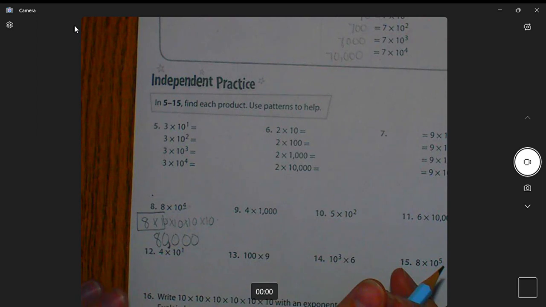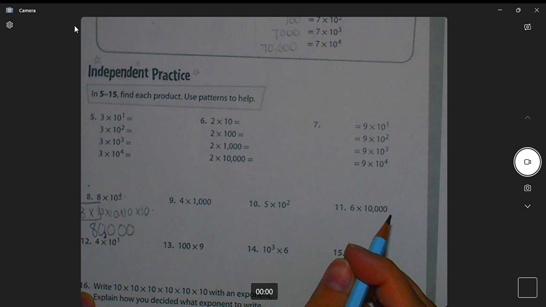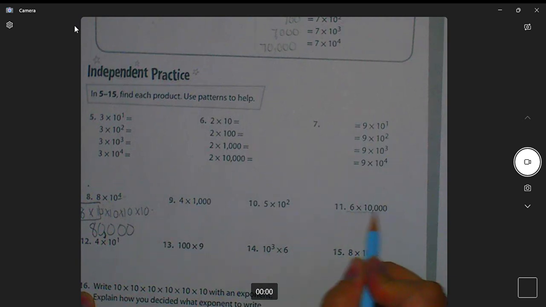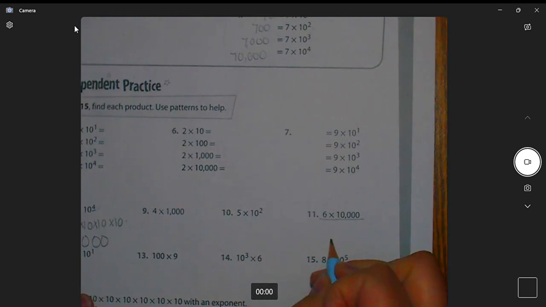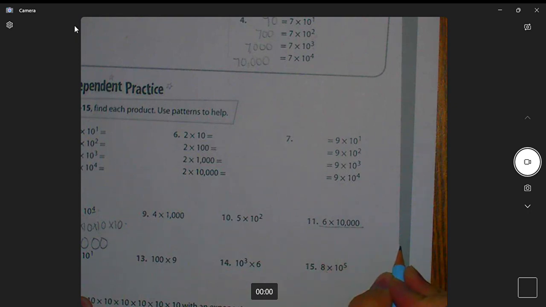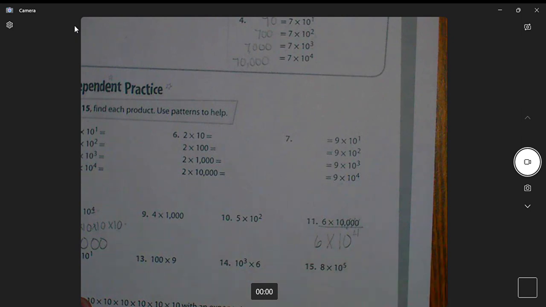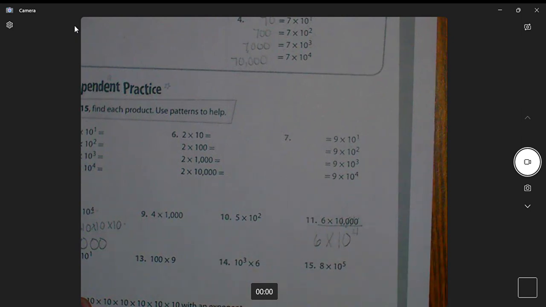Let's look at taking from an expression into an exponent. So, what number am I multiplying in to my power of tens? Right, 6 times 10 to how many zeros? 1, 2, 3, 4. 6 times 10 to the 4th.